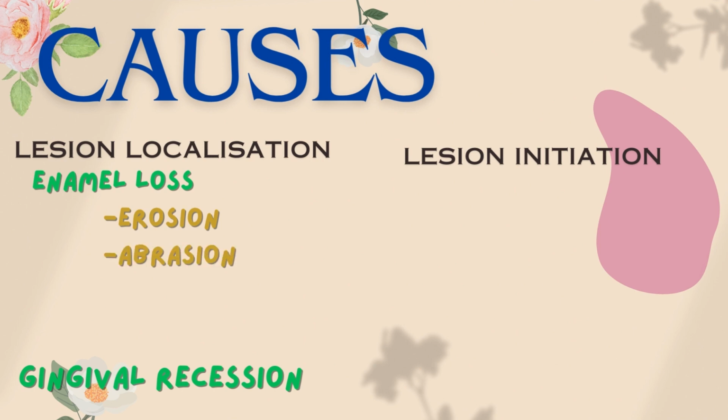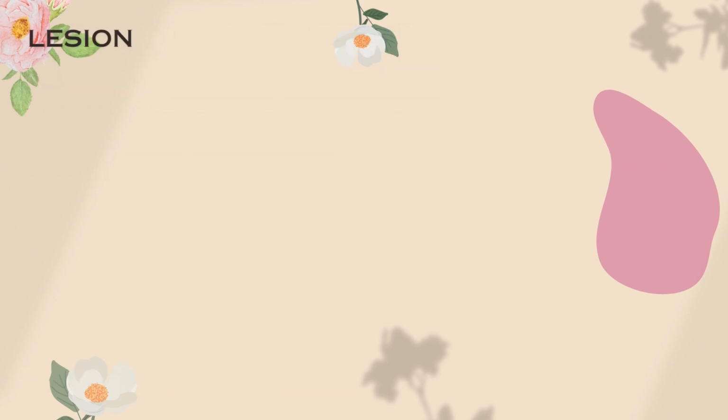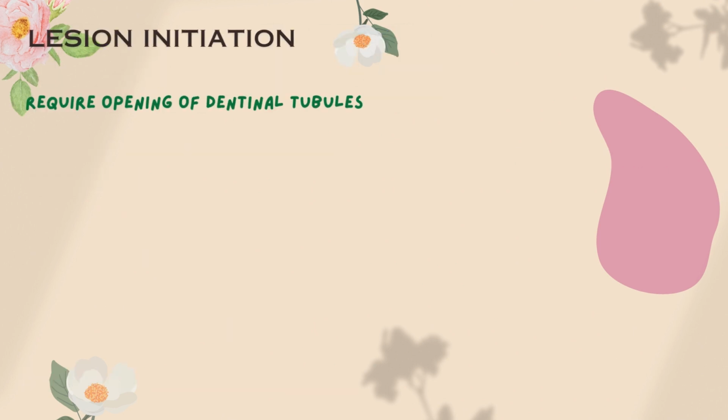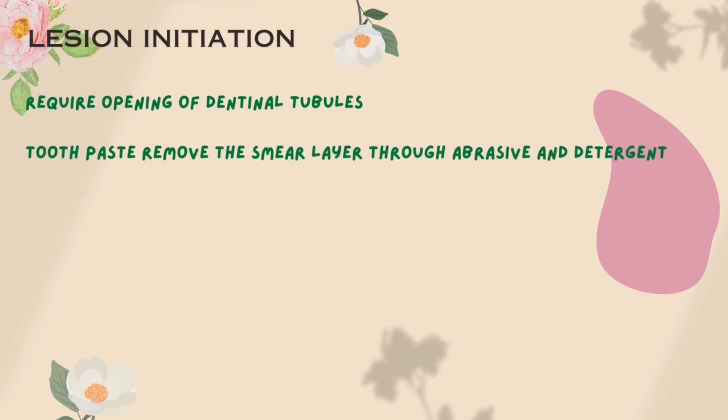Lesion localization includes enamel loss and gingival loss. Enamel loss can be due to erosion, abrasion, attrition, or abfraction. Now, lesion initiation requires the opening of dentinal tubules.